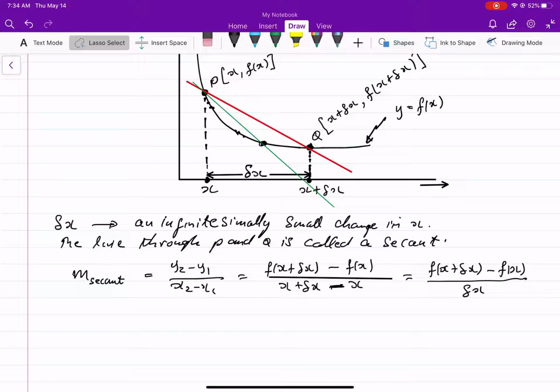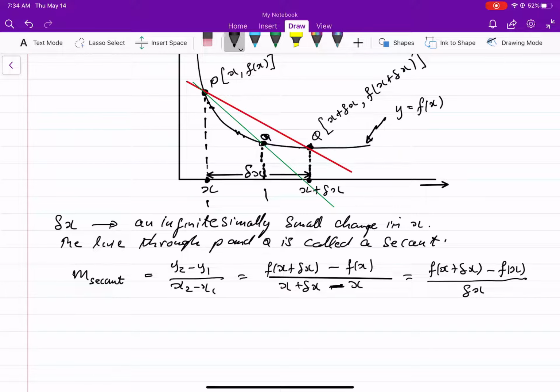Now, what do you notice about this new point Q? Remember, Q is moving along the curve towards P. So this is the new Q. What do you notice about delta X, which is the difference in X values between P and Q? Delta X is now smaller. Delta X is now the distance from there to there, right? Do you see that?